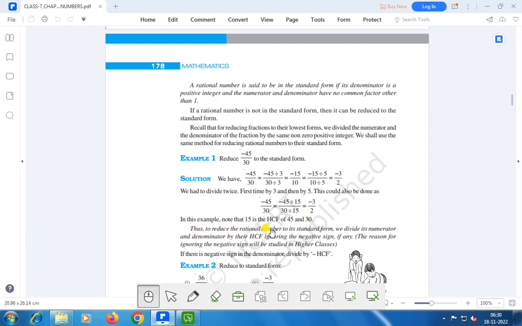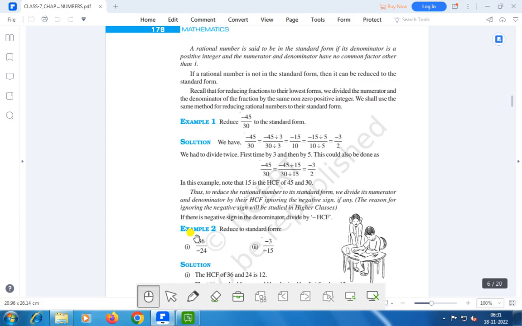Thus, to reduce a rational number to its standard form, we divide the numerator and denominator by their HCF, ignoring the negative sign, if any. The reason for ignoring the negative sign will be studied in higher classes. If there is a negative sign in the denominator, divide by minus HCF.